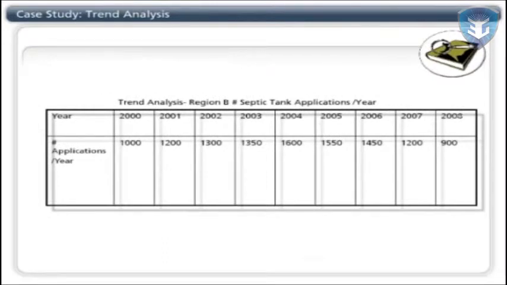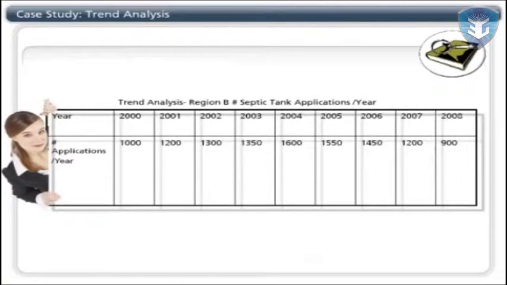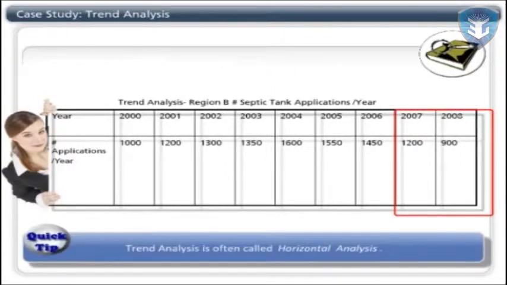Let's take a closer look at the chart. If in Region B there were 1,200 septic tank applications in 2007, but there were only 900 applications in 2008, the difference between the 2 years is 300 applications, or negative 25%. Trend analysis is sometimes called horizontal analysis because the computation of the percentage of difference is horizontal.